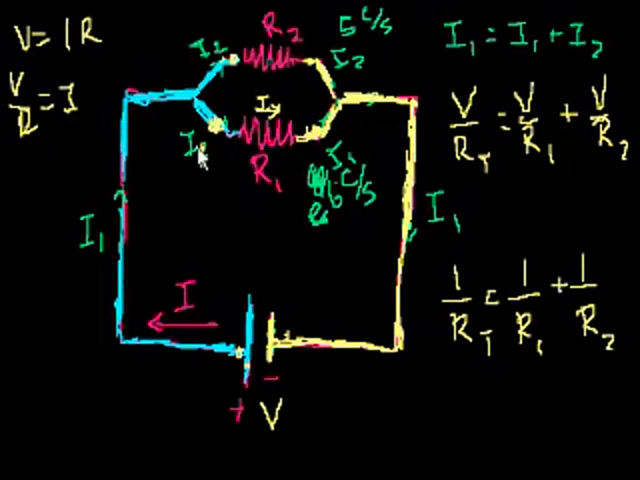And you could make that argument if we had an R3 here, another device. You could use the exact same argument and you would have a plus 1 over R3. And if you had Rn, or 10 of them, you would just keep adding 1 over R4, R5, etc.